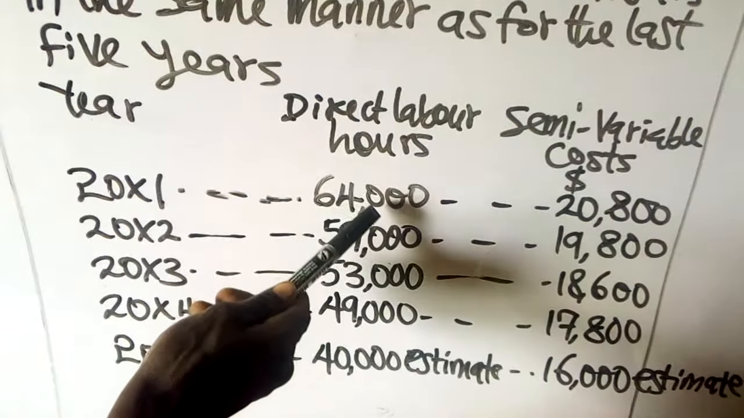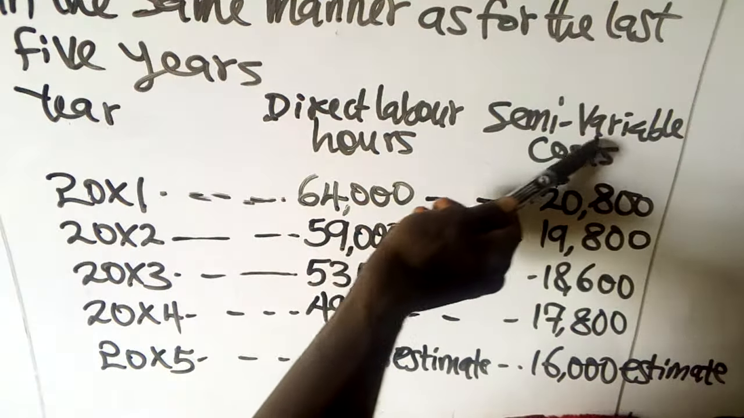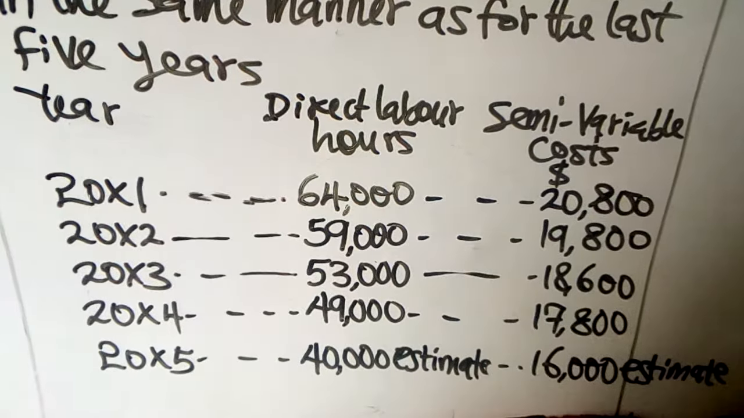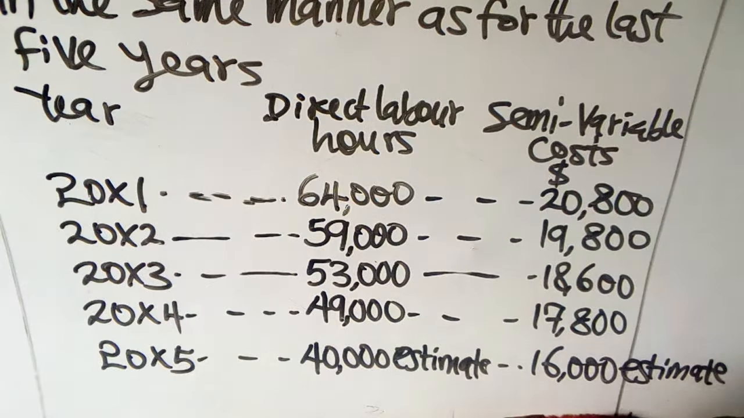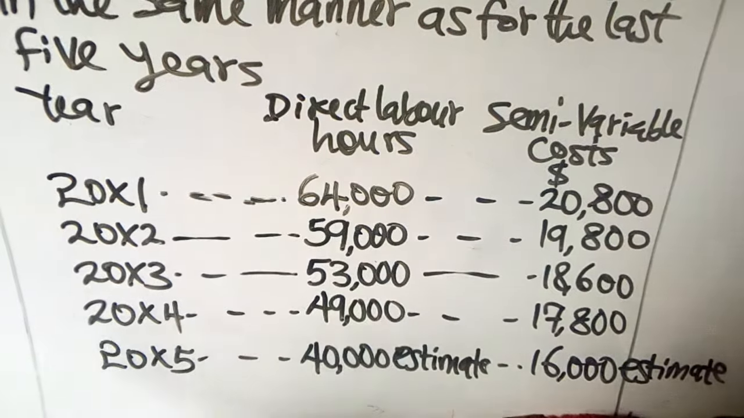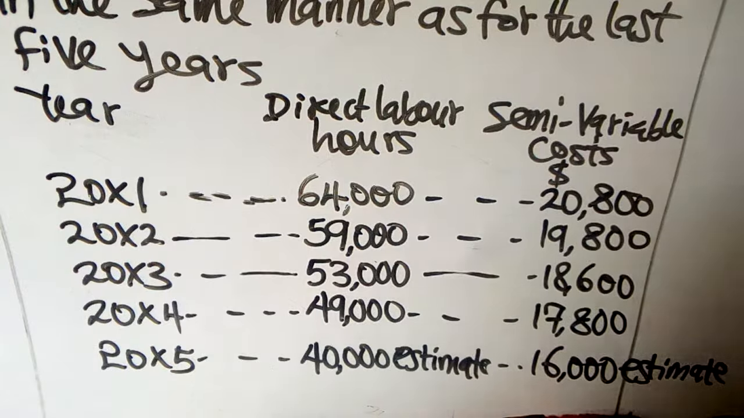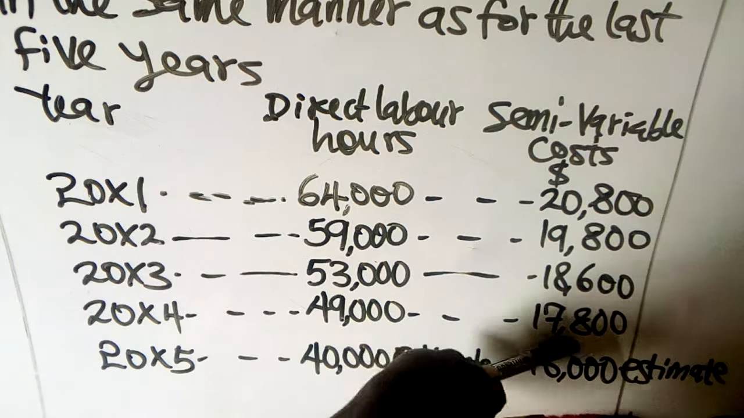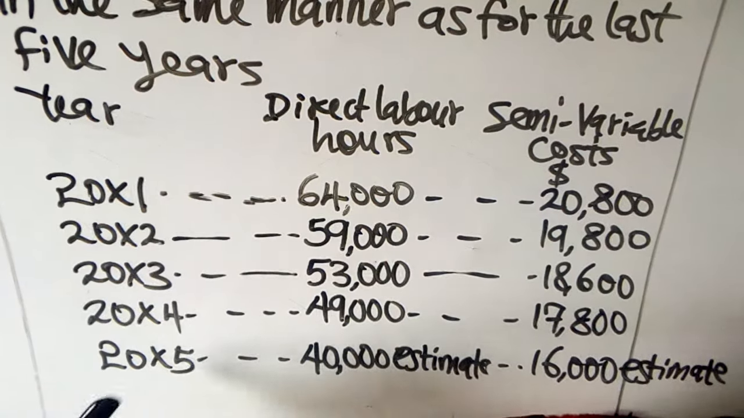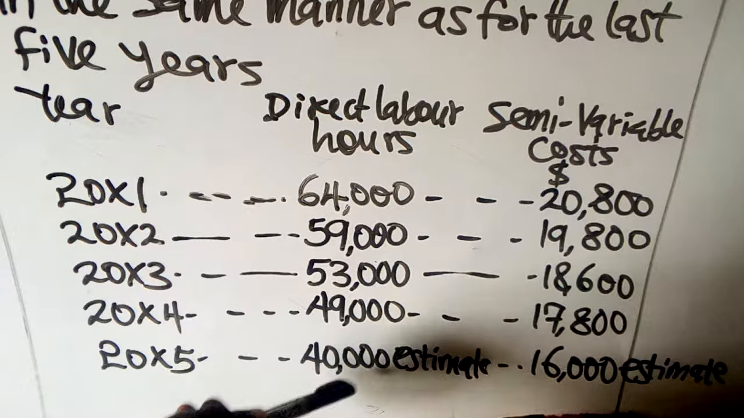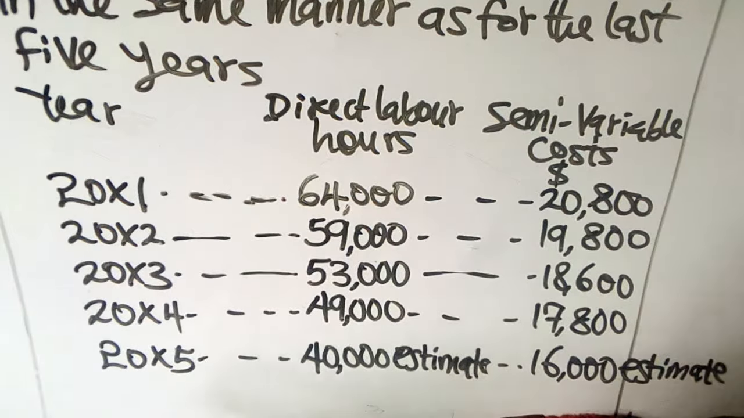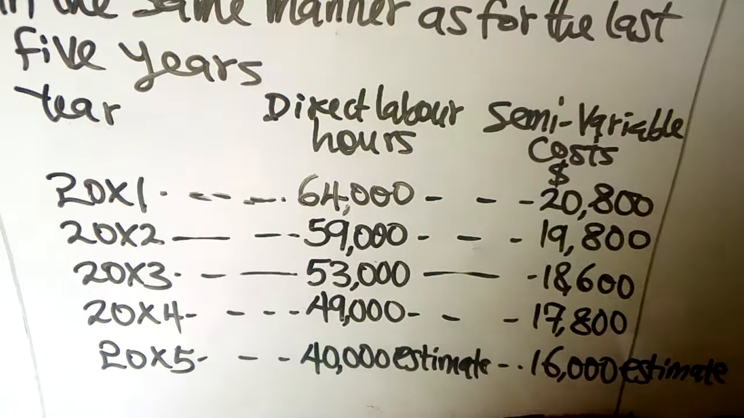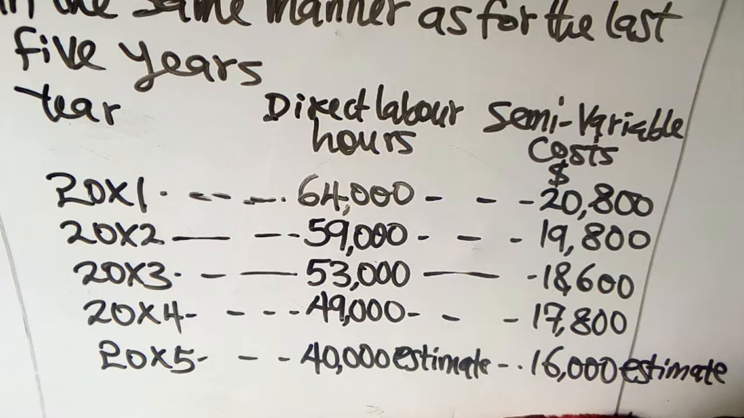20x1 we have direct labor hours of 64,000 and semi-variable cost of $20,800. 20x2, 59,000 direct labor hours and $19,800. 20x3, 53,000 direct labor hours and $18,600. 20x4, 49,000 direct labor hours and $17,800. 20x5, 40,000 direct labor hours based on estimate, and the semi-variable cost was $16,000 estimate.